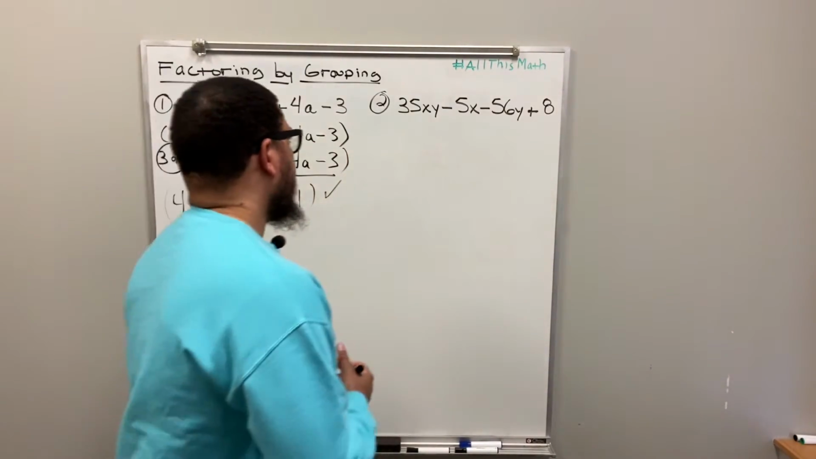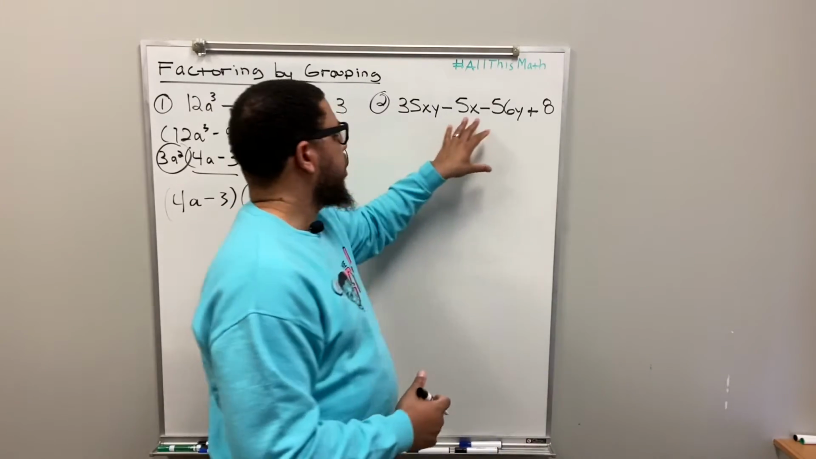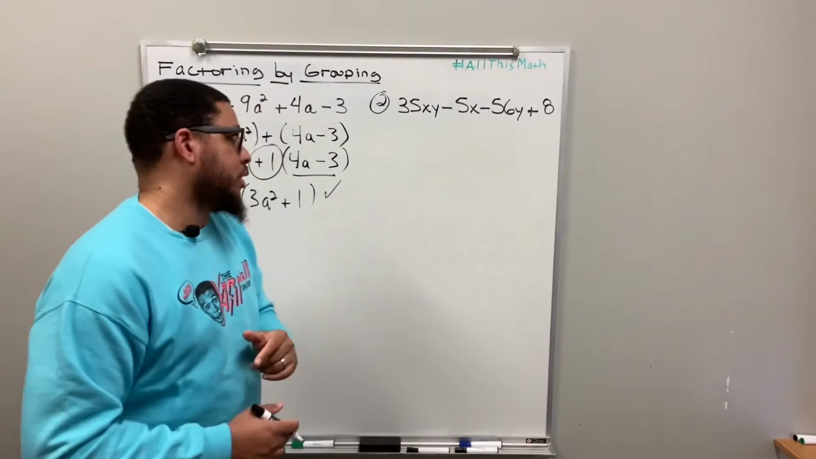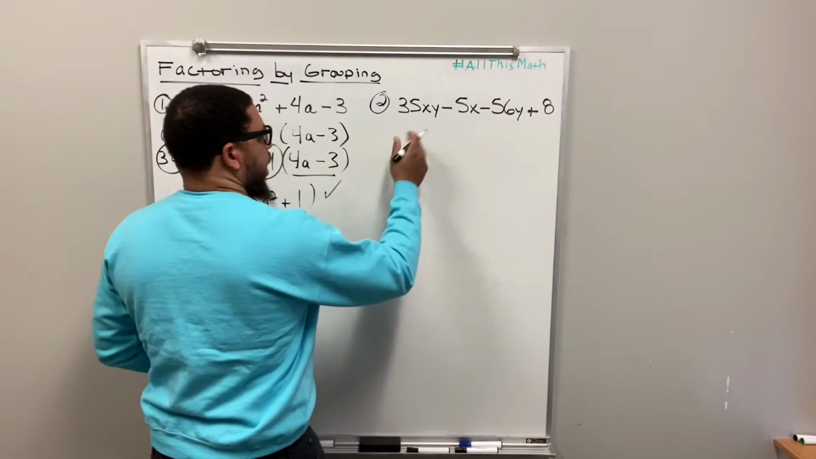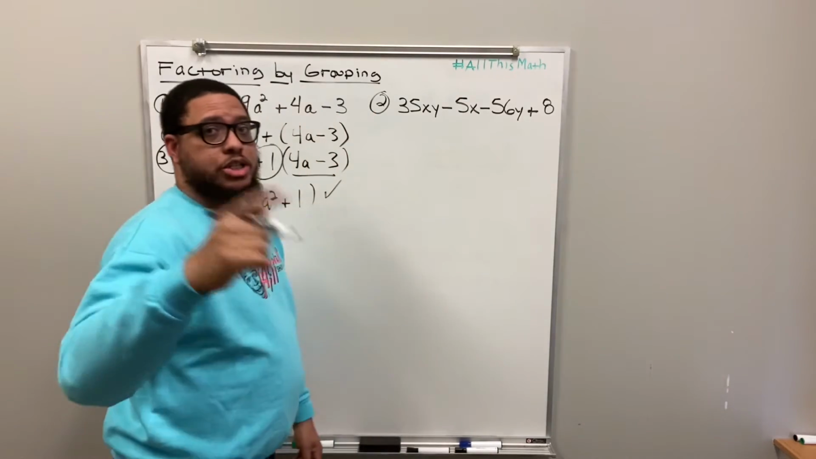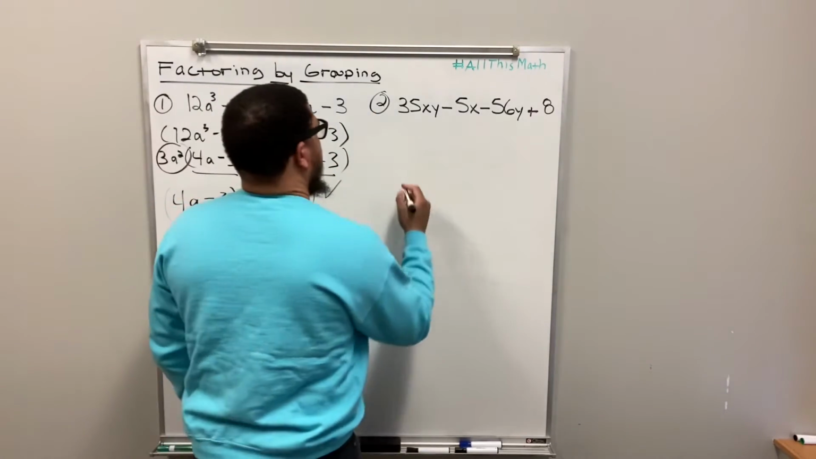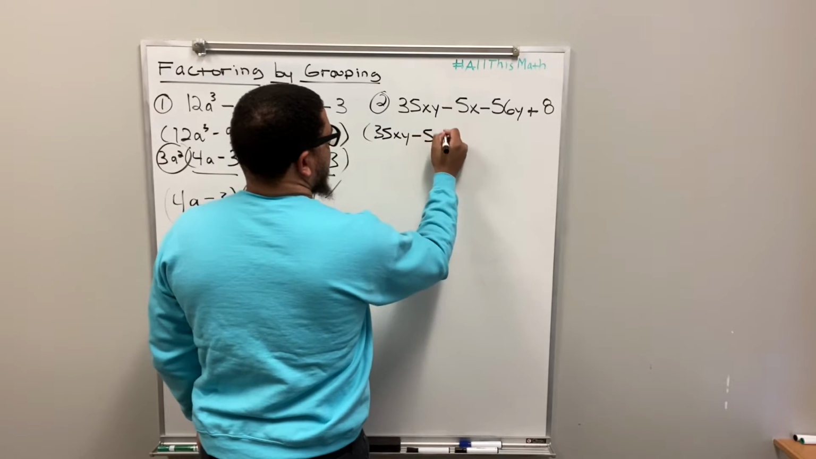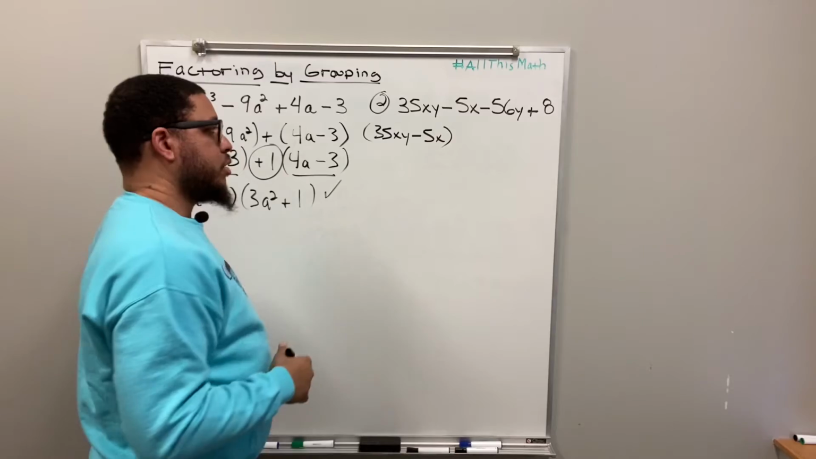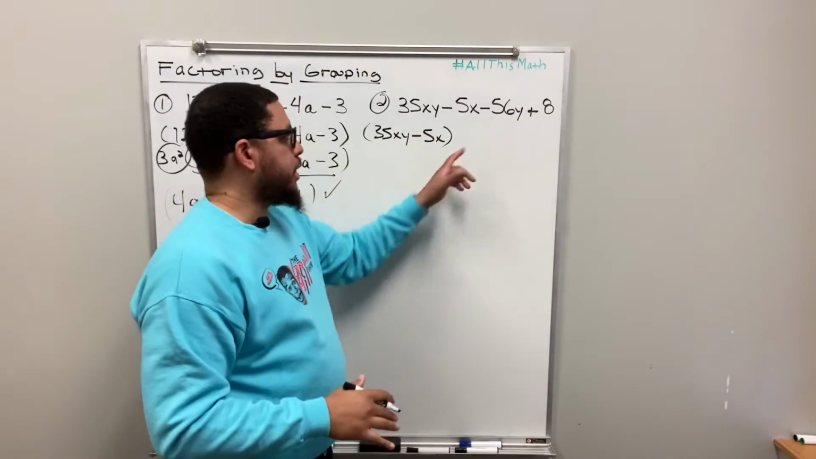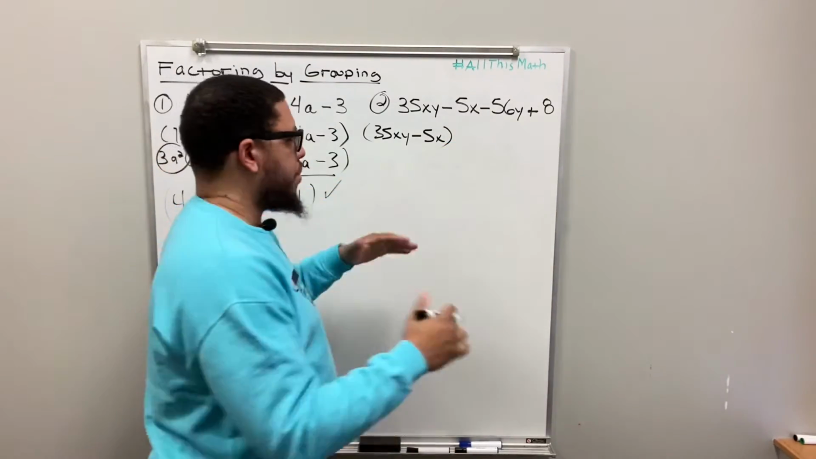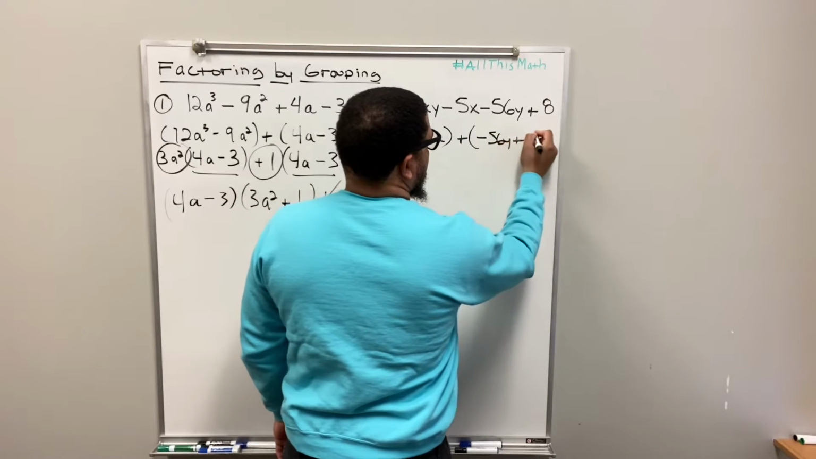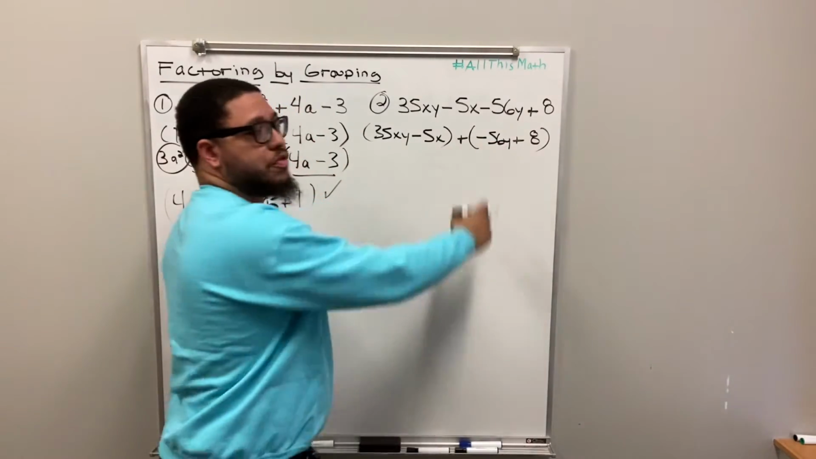All right. Now, let's do this problem. This problem is a little bit different, and you'll see why momentarily. So first step, I got 1, 2, 3, 4 terms. Create your groups. So I got 35xy minus 5x. Now create my second group. I always put a plus sign in between. Even though this is -56y, I'm always going to put a plus sign in between. So I got plus -56y plus 8. I'm going to keep that negative sign with the 56.